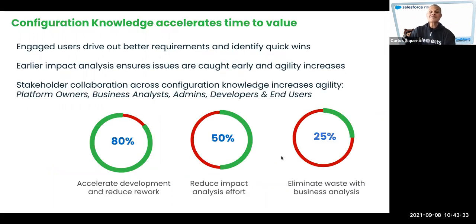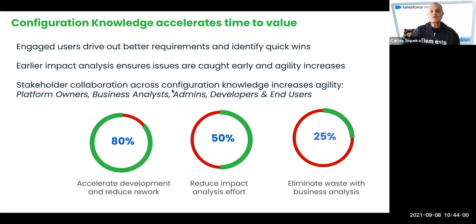So configuration knowledge accelerates time to value. Engaged users drive better requirements and identify quick wins. Early impact analysis ensures that issues are caught early and agility increases. That's what I mentioned about shift left. Early on in your process, you identify any issues, you validate any issues, you test, you retest.